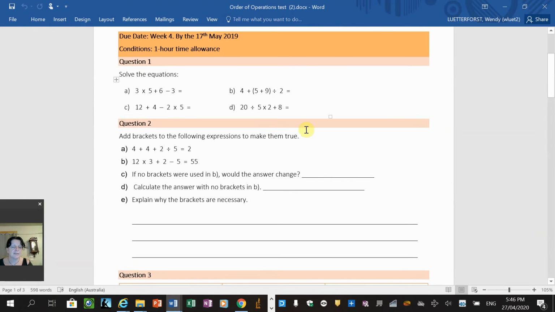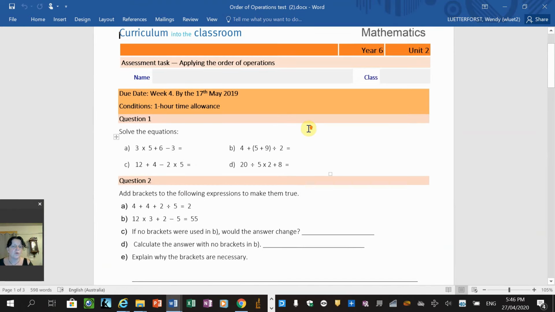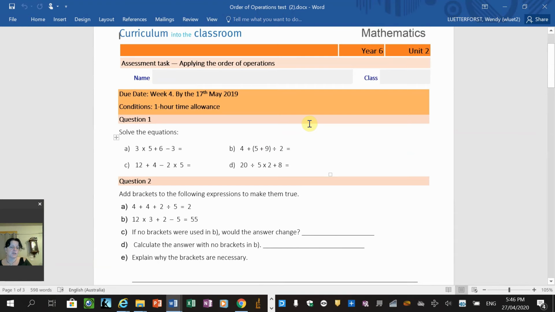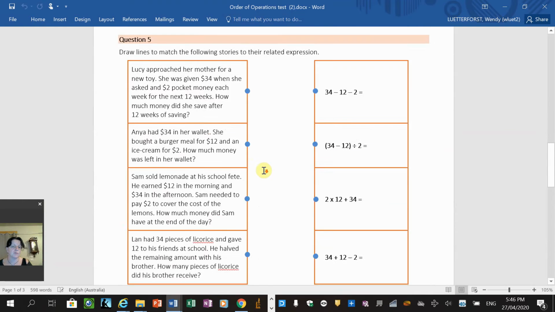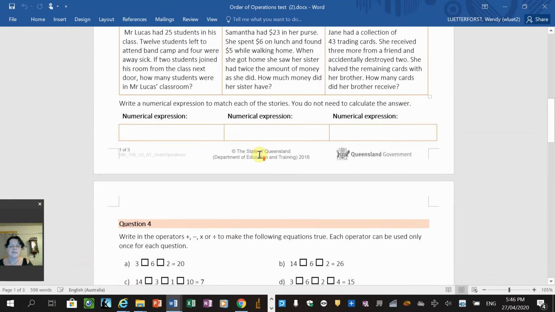Right, make sure you save it so that you can send it to me, or just keep that page blank that you're working on so you can pick it up tomorrow and do question 3 and 4. Alright, so that's our lesson today.